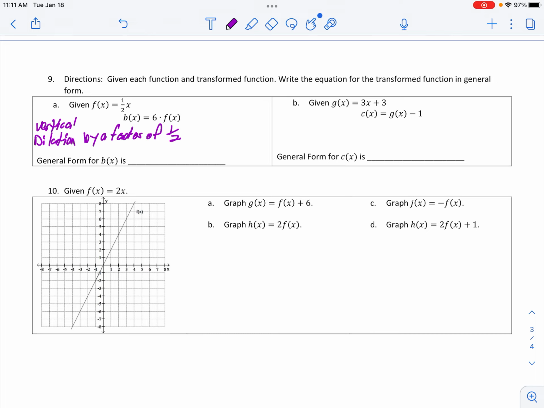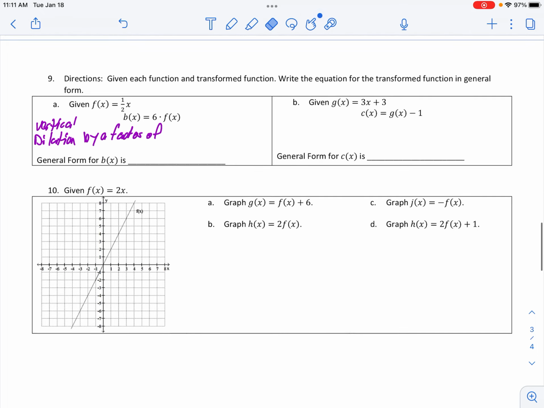Now, sorry, I looked at the wrong thing. It's a vertical dilation, but a dilation of 6. Sorry, my original was 1/2. My transformation says 6 times the original. So it's actually going to get more steep. It's going to go from increasing to increasing very quickly. So multiply it by a factor of 6. It starts off as a half, so what is 1/2 times 6, which is 3. So it's going to increase more quickly than the original by a factor of 6. So b of x equals 3x.